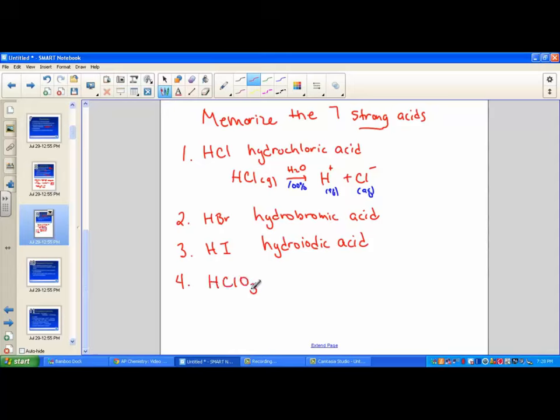We have HClO3. This is a ternary acid from the polyatomic ion chlorate. H turns to ic, and we get chloric acid. Hydrochloric, HCl, and plain old chloric, HClO3. And there's another strong acid that contains chlorine. It comes from the polyatomic ion perchlorate. So this is perchloric acid.